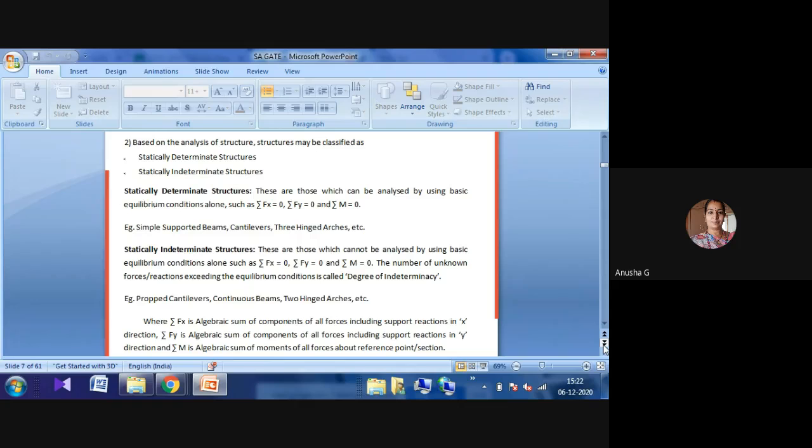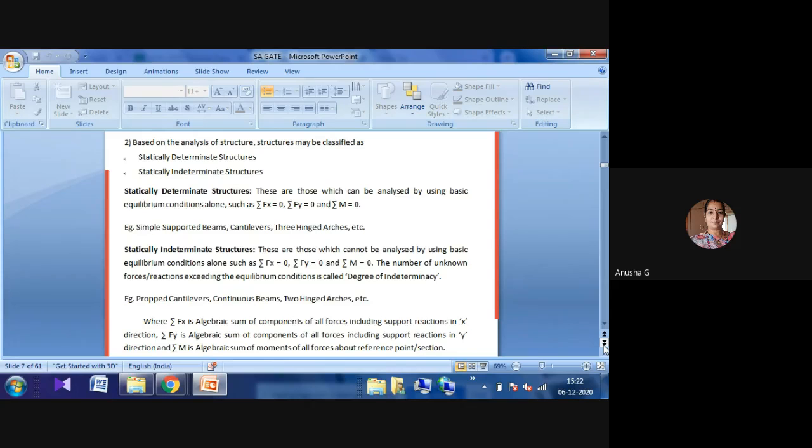An example is the propped cantilever. What is meant by a propped cantilever? For a cantilever, one end is fixed and the other end is free. With one end fixed, the three conditions are obeyed, and that will be a statically determinate structure. A propped cantilever is where at the free end we apply one support there. One more reaction will be added here. That type of structure is called an indeterminate structure. Some continuous beams and two-hinged arches are also statically indeterminate structures.